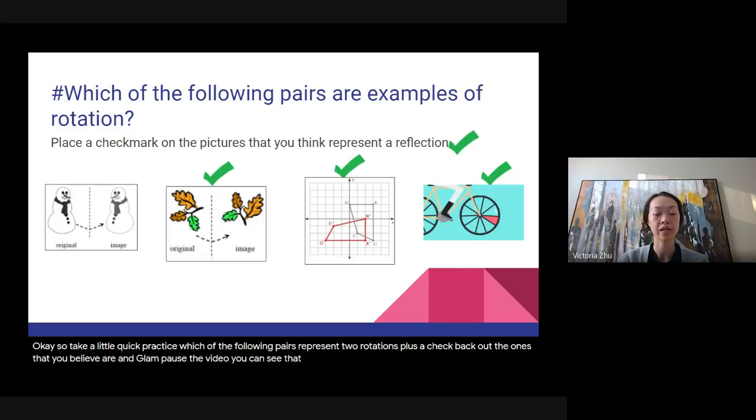You should see that the last three are all rotations. Some of the examples we've seen before. Of course, the first one is a reflection. The only thing that would make that a rotation is if the image was upside down. And all the other ones are some form of spinning or turning to get in that position.